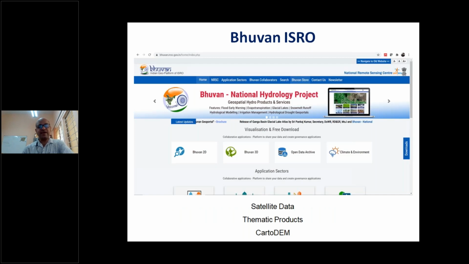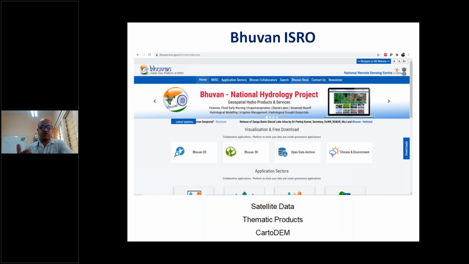ISRO also has a few sites on which it disseminates data. One such site is Bhuvan, which is ISRO's own geoportal. You can have Bhuvan 2D or Bhuvan 3D. On this website, you can get satellite data free of cost. You can even get thematic maps like land use land cover map, geological maps, Cartosat DEM, and many archive maps which are available on ISRO's server. Many of them are available for download. Few of them which are not available for download are available as WMS, web-based service.